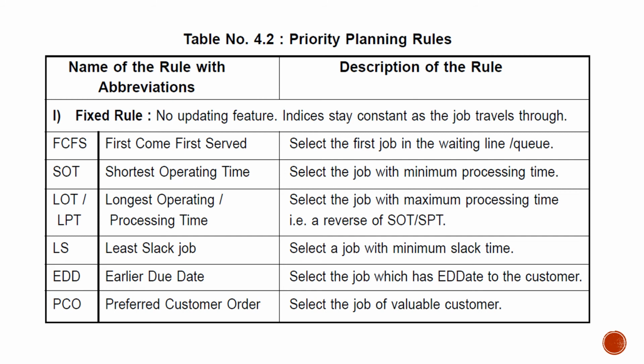Earlier due date. As you have the orders from the customers, you can consider the due dates when you have to deliver those products. If out of five one customer has an earlier due date, then you have to select that job. Then preferred customer order, PCO, that means select the job of valuable customers. You have some genuine, valuable customers who are regular customers of your company, then you have to select the job of that customer. So these are some rules, abbreviations for prioritizing the planning rules.